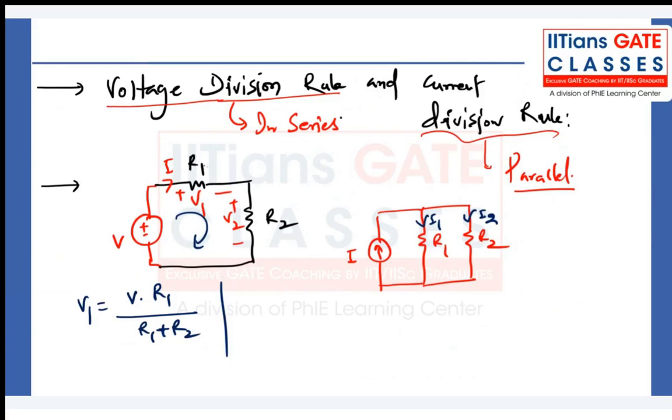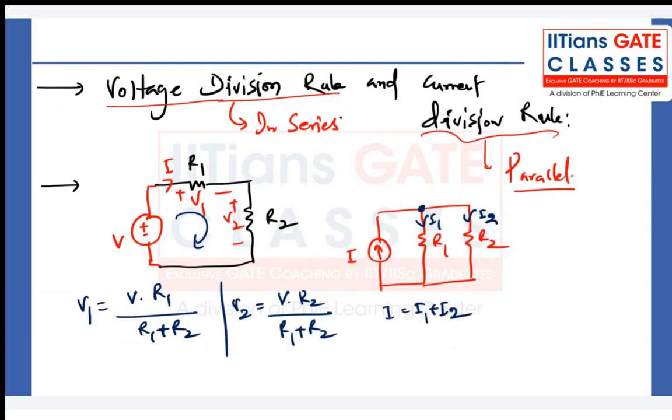And V2 will be what? The total voltage V times the resistance across which you are finding the voltage, R2, divided by the sum of the resistances R1 plus R2. You can connect n number of resistances in series and determine the voltage across all the elements. Here, the first step is to apply KCL: I equals I1 plus I2, because the incoming current is I and the outgoing currents are I1 and I2.